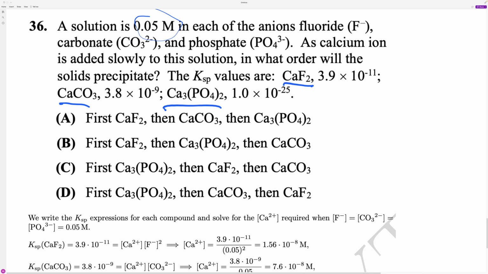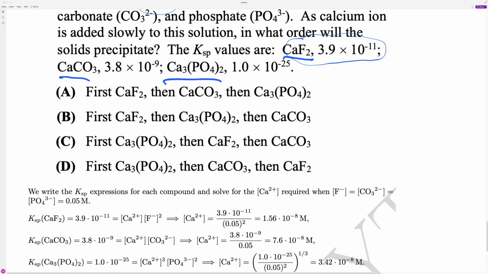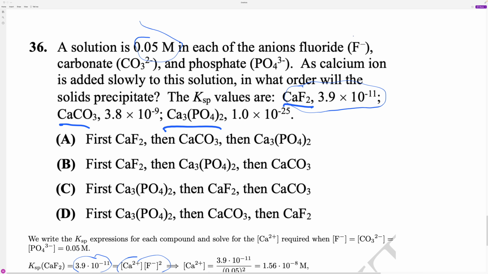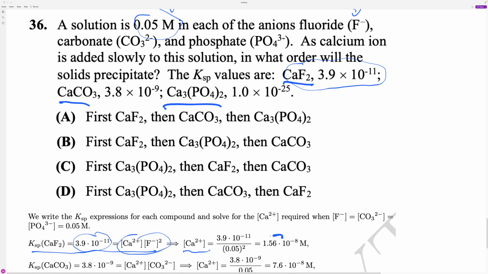So let's do that. Let's start with this first salt here. We simply just write out the KSP expression for that, and that's just shown here. We have our value here, and then we have our KSP expression. If you don't know what KSP is or how it's expressed, you should look into that to understand this problem better. And we're just going to rearrange for the calcium ion concentration. We know from the problem that the concentration of F minus, and in fact all of the anions in this question, are going to be 0.05. So plugging that in, we get this value for the concentration of calcium ion needed to start the precipitation of calcium fluoride.